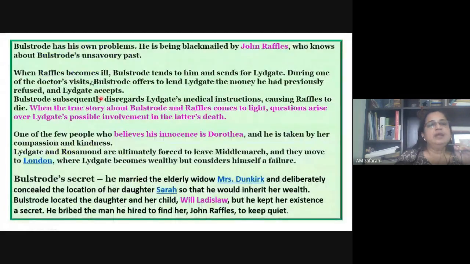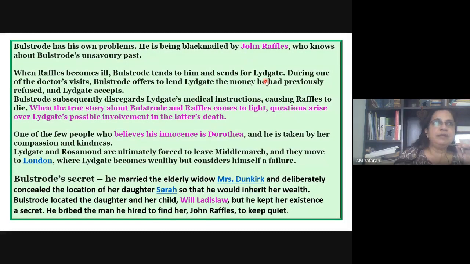Going on. Now, Bulstrode has his own problems. He's a banker, like I just mentioned. He's being blackmailed by John Raffles, who knows about Bulstrode's unsavory past. So Bulstrode has a dark past that he wants to hide from the people in that village. And Raffles is a man who comes there, and he knows the past of Bulstrode. So Bulstrode is not at ease when Raffles is there, because he's scared that Raffles will tell everyone the truth about his past. Now, when Raffles becomes ill, Bulstrode tends to him and sends for Lydgate.